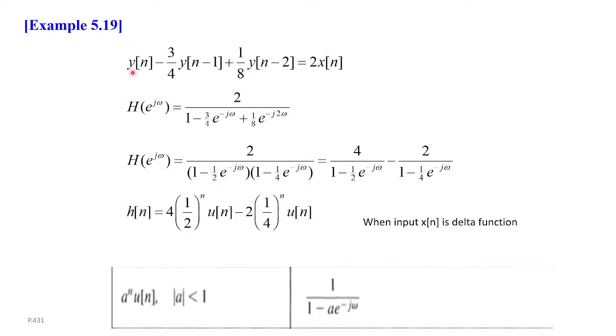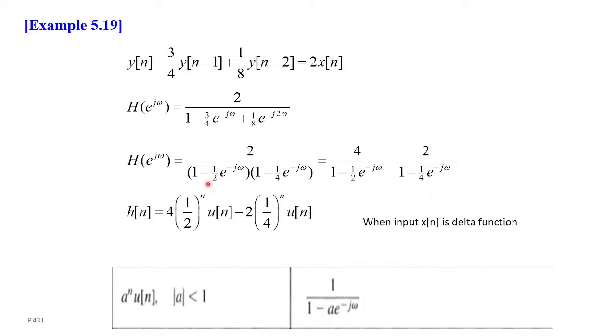In this example, we have a difference equation: y of n minus 3 over 4 y of n minus 1 plus 1 over 8 y of n minus 2 equal to x of n. And you can just read the system function from here. You have a 2 here divided by 1 minus 3 over 4 e to the minus j omega plus 1 over 8 e to the minus j2 omega. And e to the minus j2 omega is obviously the square of e to the minus j omega. We have good numbers here, so we can factorize the lower part into 1 over 2 and 1 over 4.